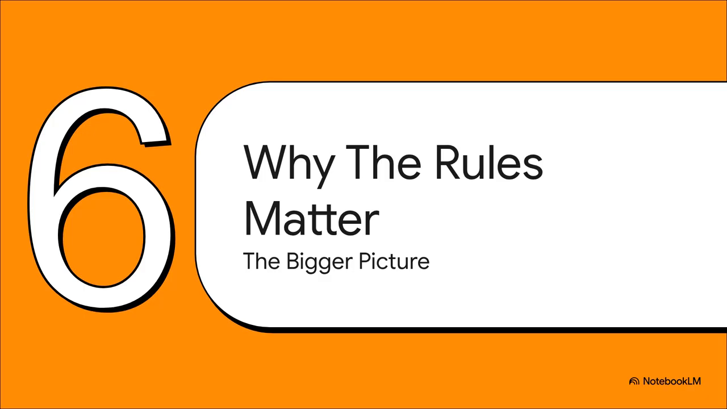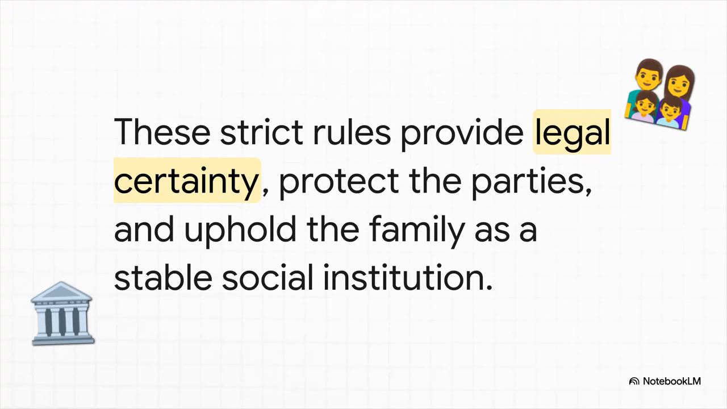So after going through all these super specific technical rules, you might be wondering why? Why is the law so incredibly strict about all of this? Let's zoom out and look at the big picture. The bottom line is, this detailed legal blueprint isn't just a bunch of random red tape. Every single rule is there for a reason: to make sure everyone knows who is married and who isn't, to protect the husband, the wife, and especially their children, and to support the state's belief that the family is the most important, most stable building block of our entire society.